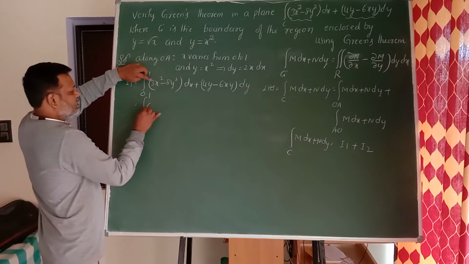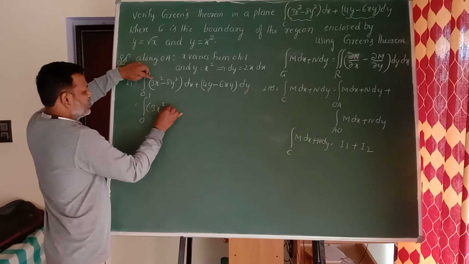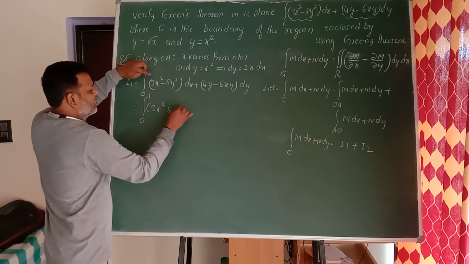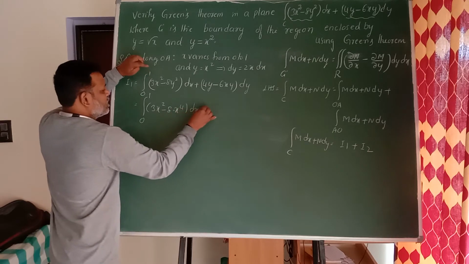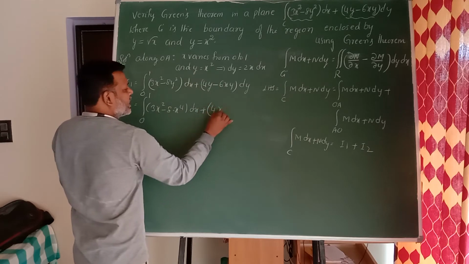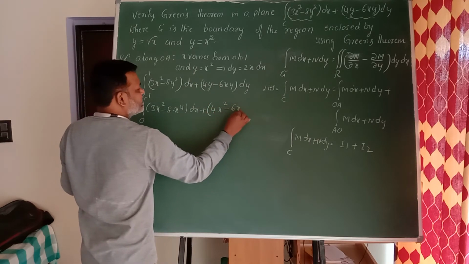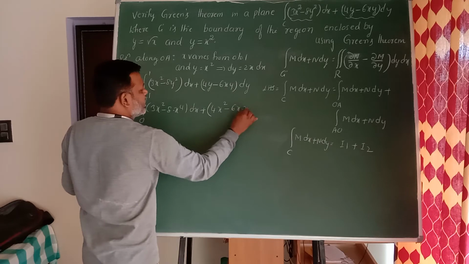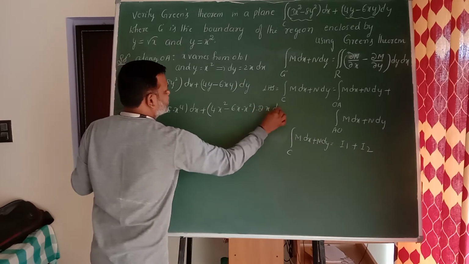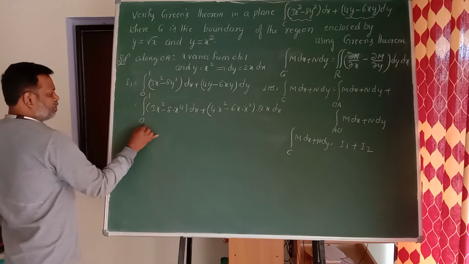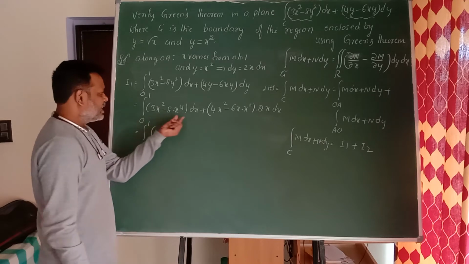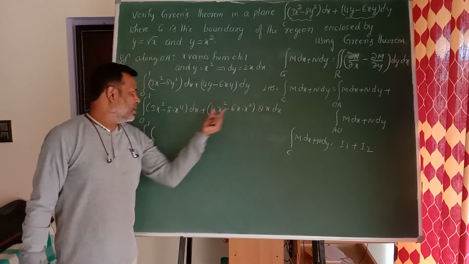Now have a look at this. This becomes 3x² − 8y, and y is x², so x⁴, into dx. Again, 4y: in place of y I can put x², minus 6x into y, which is x², and in place of dy, what do we have to write? 2x dx.